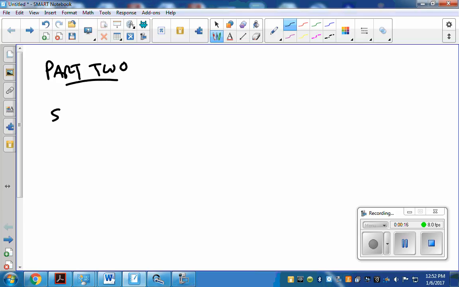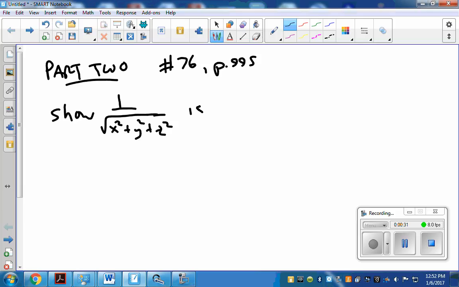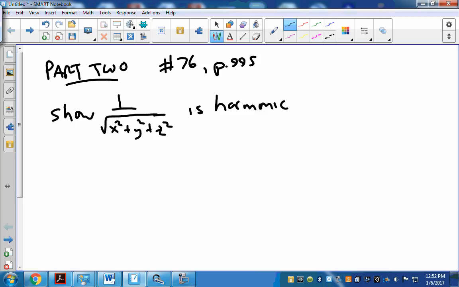We need to show, again, this is problem number 76 on page 995. Show the function 1 over the square root of x squared plus y squared plus z squared is harmonic. Now that is, we needed to show it obeyed or satisfied Laplace's equation, which meant that the Laplacian of this particular function works out to be 0. That's the task. Show that, and then we're done.